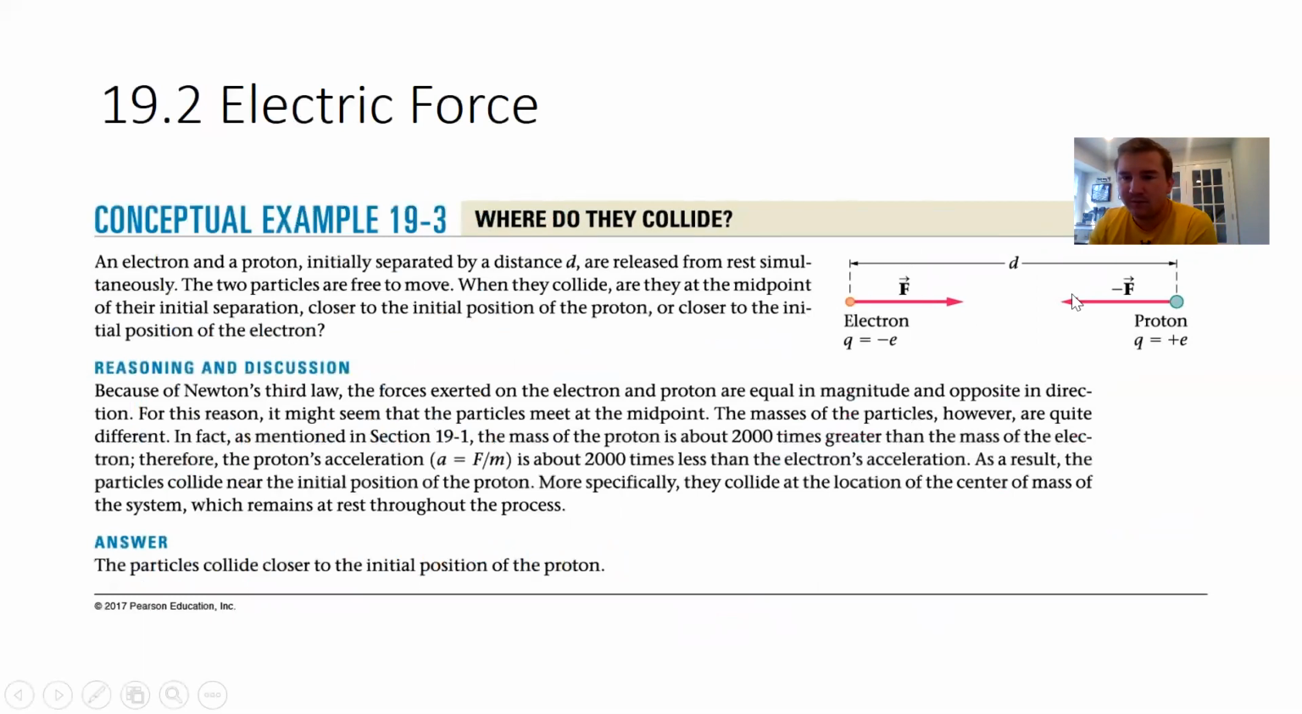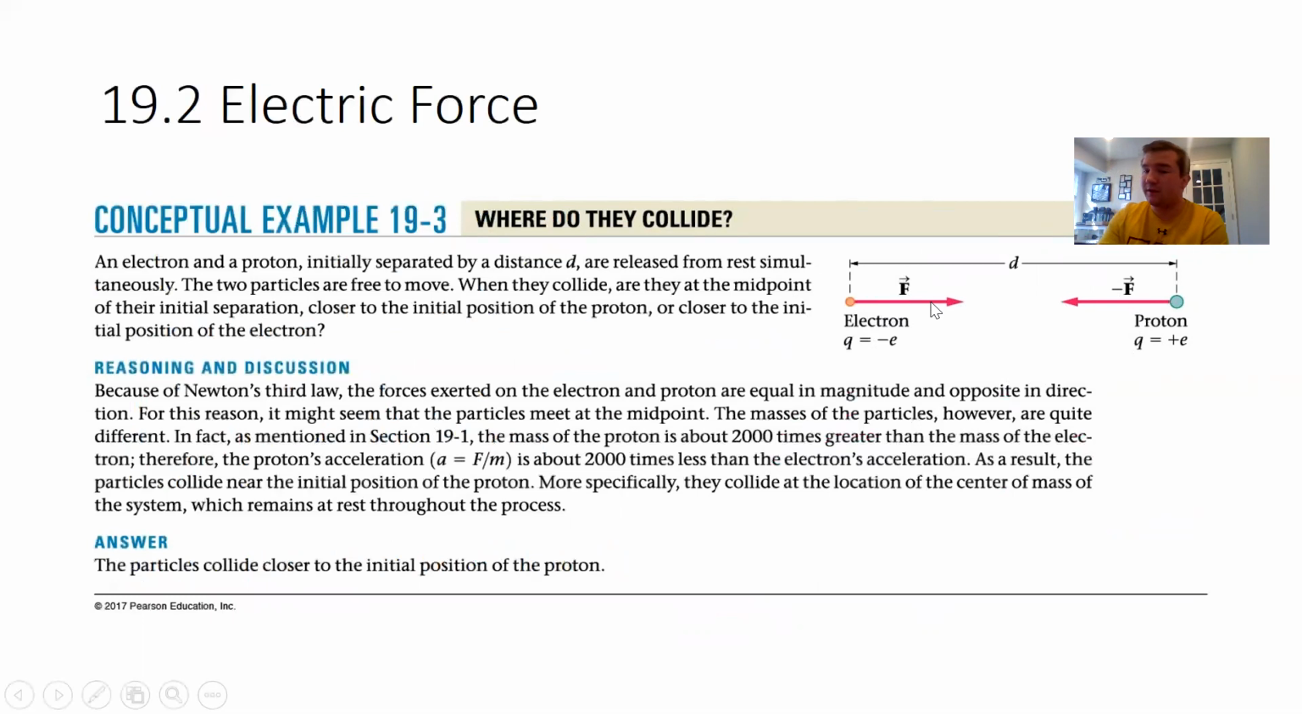So we've got two particles, a proton and an electron. We're going to release them. They're going to move towards each other, because electrons are negative and protons are positive, so they should attract, all right? Where will they end up? Will they end up closer to the electron over here? Will they end up smack in the middle? Or will they end up closer to the proton over here?